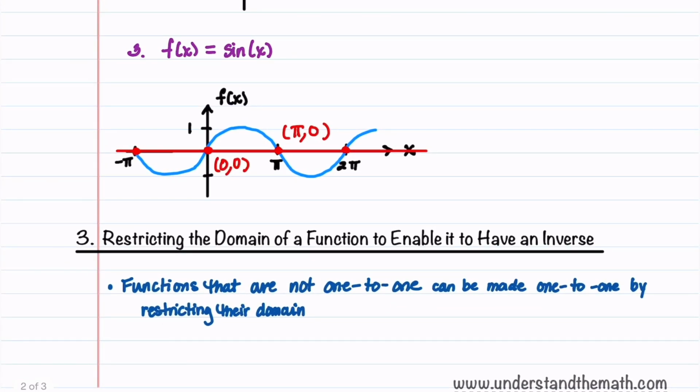Now comes the fun part. Functions that are not one-to-one can be made one-to-one by restricting their domain. This is really important in trigonometry because having a trig function such as sin x be able to have an inverse will allow us to solve equations that have trig functions in them.